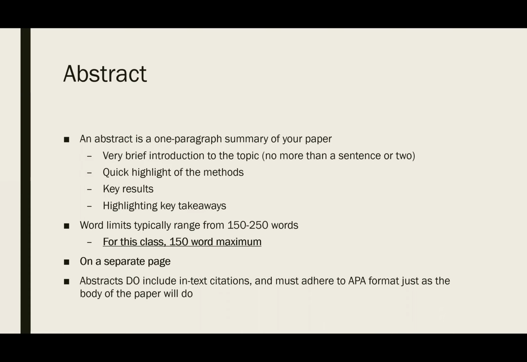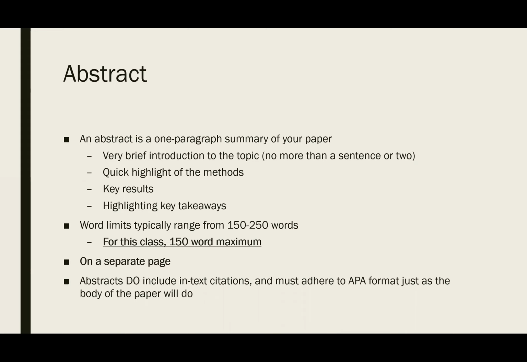And then it contains a quick highlight of the methods, key results that you found, and it highlights key takeaways right at the end. Word limits for abstracts typically range from 150 to 250 words for published journal articles, but for this class, there is a 150 word maximum. I just wanted to highlight that. And again, it's on a separate page. It starts up at the top of the page, and they do include in-text citations.